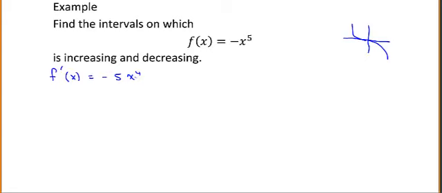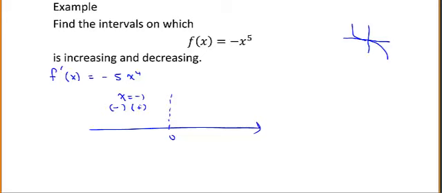So this is 0 at 0. To the left of 0, say at negative 1, negative 5 is negative. X to the 4th is positive. Negative 1 to the 4th is positive, so it's negative, we're going downward. If x is bigger than 0, say 1, negative 5 is negative and 1 to the 4th is 1, which is positive. So on this interval we have a negative times a positive, that's negative, so we're going down again.